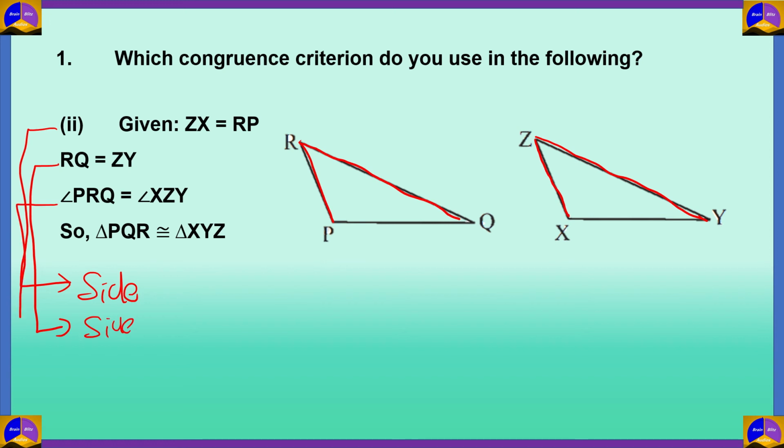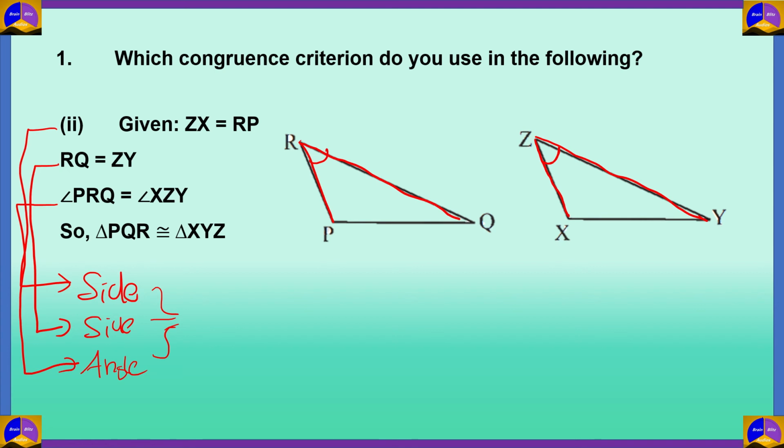Now the third one is that angle PRQ is equal to angle XZY. So these are the two angles. Since they are both angles, we write angle over here. Now we compare. It's not necessary that the statements will be given in the order in which the congruency criteria is written. So we have to check it.